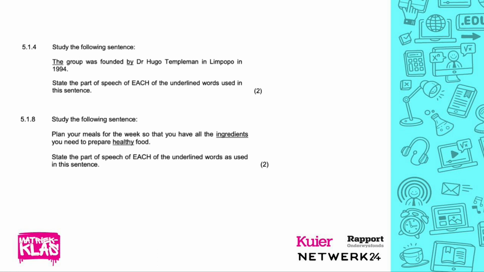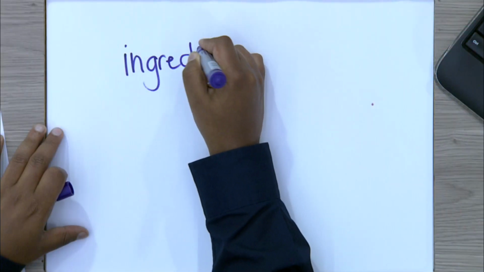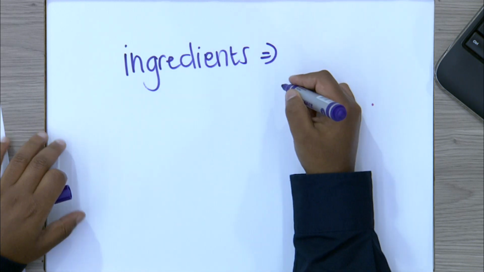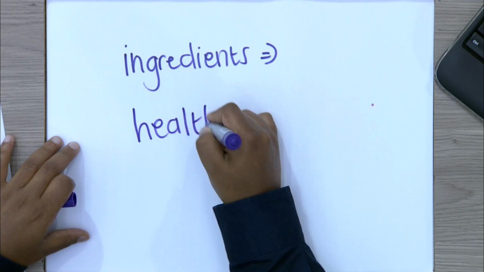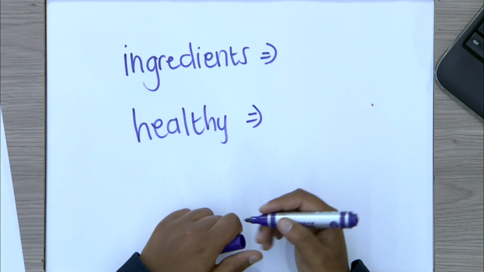Now, if I look at these words, I see ingredients. It's underlined. Okay. I see ingredients over there. And then the other one I have is healthy. Now, I need to ask myself, where do they fit in? What are the parts of speech here?